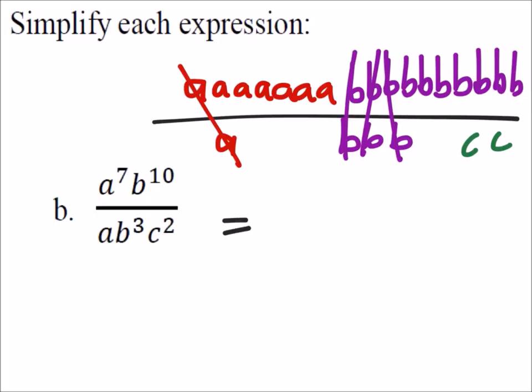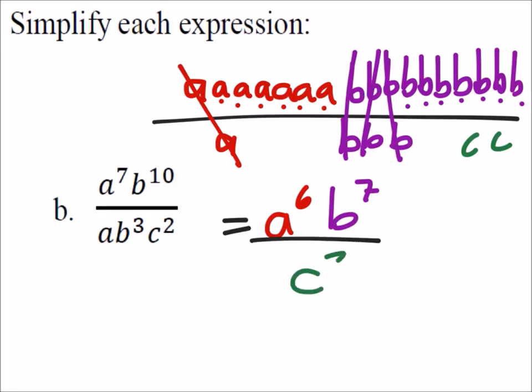Well, it looks like we've got 1, 2, 3, 4, 5, 6 A's. So that's A to the power of 6. B's, 1, 2, 3, 4, 5, 6, 7 B's. So B to the power of 7. And all this is being divided by the two C's, so that would be C squared.